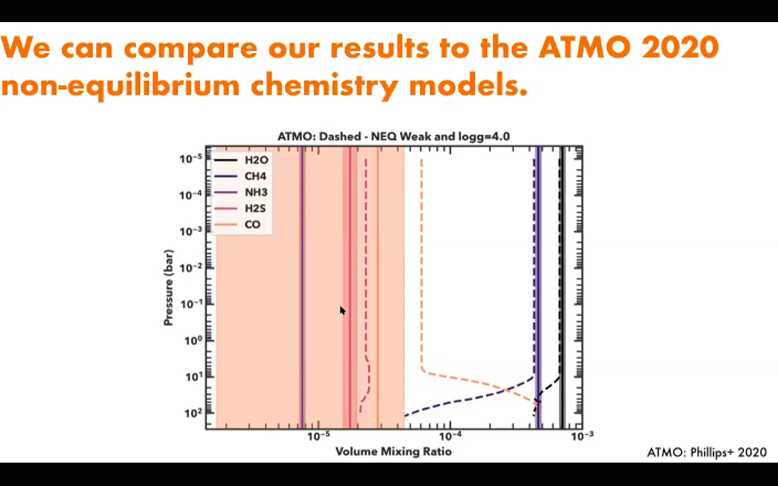Overplotted in the dashed lines are the volume mixing ratios predicted from the ATMO weak mixing model, for a surface gravity of about 4 in CGS units, the closest to our retrieved value of 4.1. This is also for an effective temperature of 550 Kelvin. The publicly available ATMO models don't have ammonia abundances, so I can't plot an ammonia comparison line. Otherwise, our results are at least in a similar ballpark to this model, although our retrieved CO abundance in particular, the orange curves, is a bit smaller than is predicted by this ATMO model.